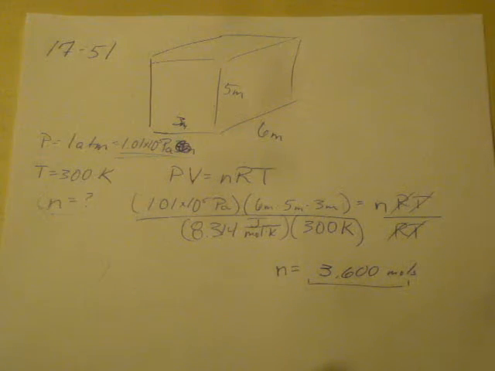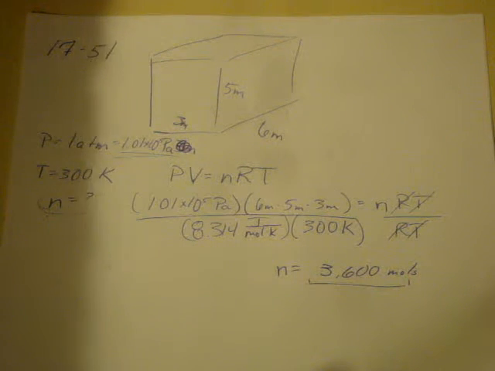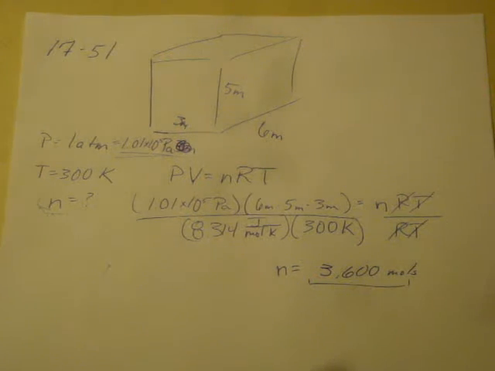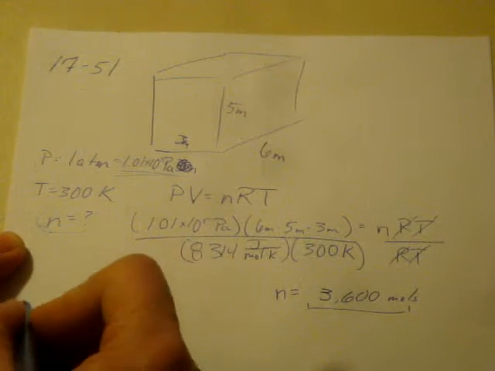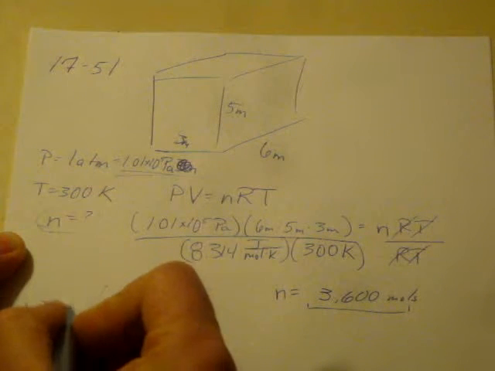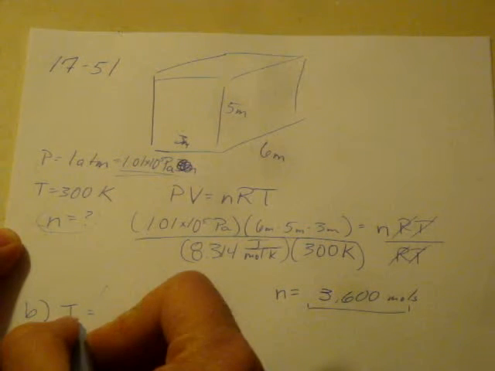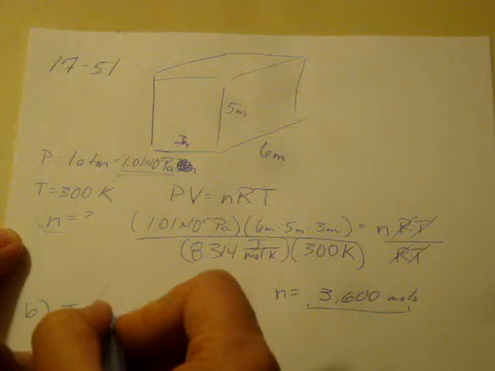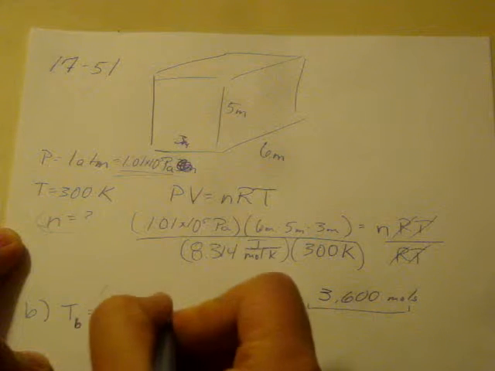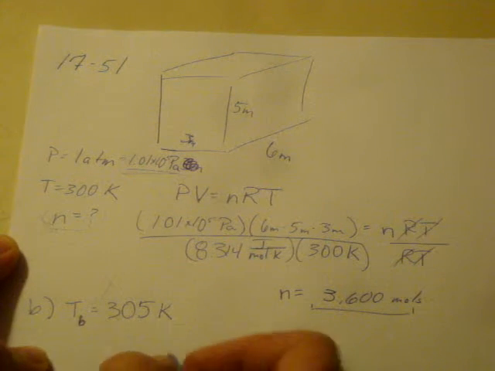The second part of this question asks, if the temperature increases by 5 Kelvin and the pressure remains constant, how many moles of air leave the room? So we have a second case where the temperature is now equal. I'll just call this T2, or well, let's call it TB since this is question B. The new temperature is 305 Kelvin.